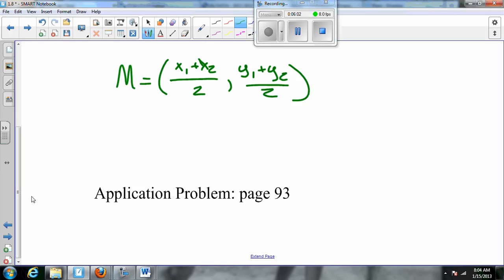So there's a great application problem on page 93. It gives you a quadrilateral with 4 points, and it wants to know that its diagonals cross and bisect each other. So it illustrates using the midpoint formula.